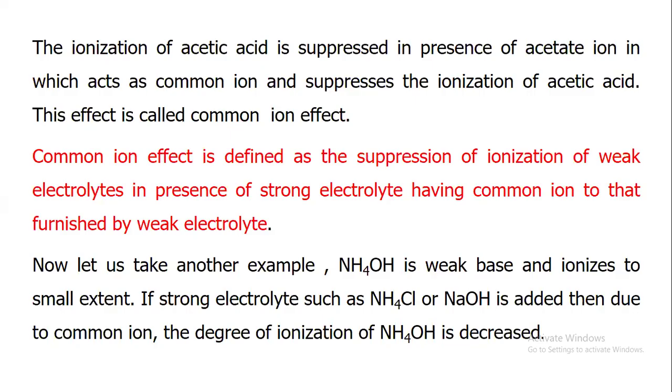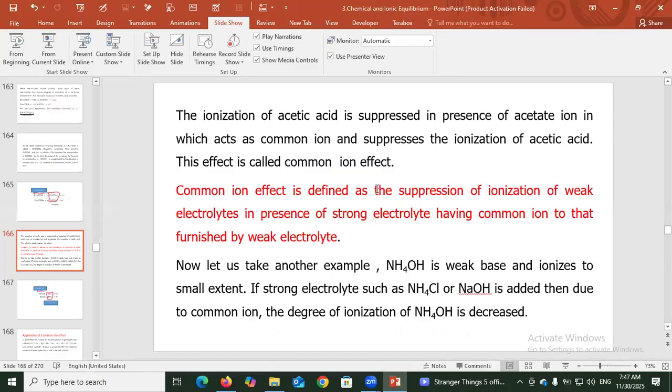Now let us take another example. Ammonia is a weak base and ionizes to a small extent. If a strong electrolyte with a common ion, such as ammonium chloride, is added to ammonium hydroxide, then due to the common ion, the degree of ionization of ammonium hydroxide decreases.